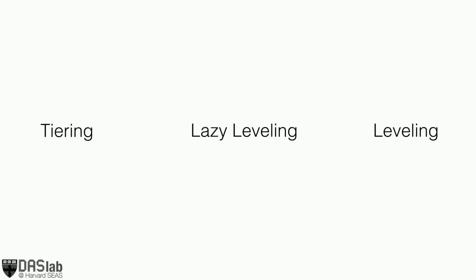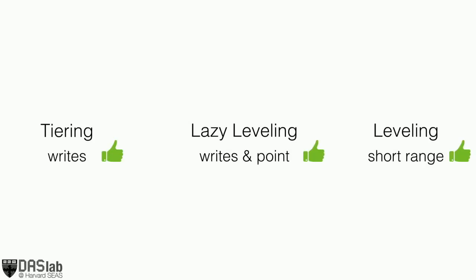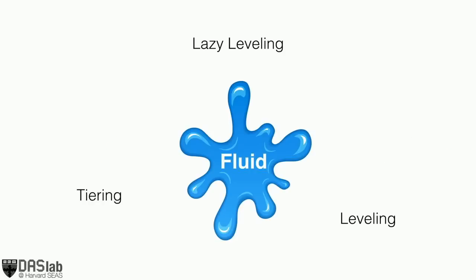Okay, so overall we have these three designs now. Tiering is good for writes, leveling is good for short range reads, and lazy leveling is good for combinations of many writes and point reads in the workload. So then the question is, how can we leverage all these different designs and be able to choose the best one for a particular workload?